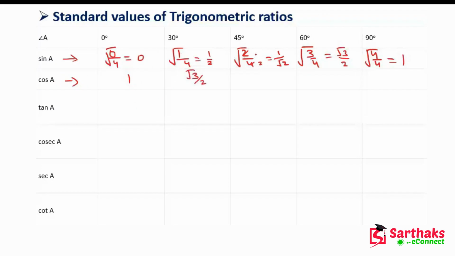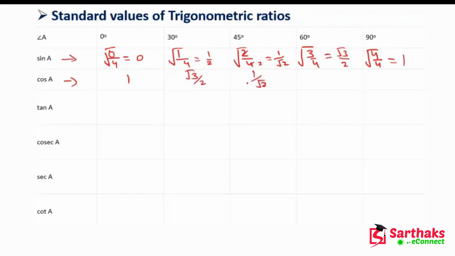Cos 45, which is equal to sine 45, means 1 by root 2. So cos 60 is what? Cos 60 is equal to the value of sine 30. So this is what? This is 1 upon 2. Okay, and cos 90 is 0.